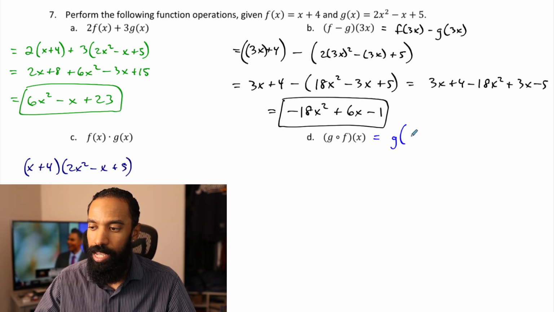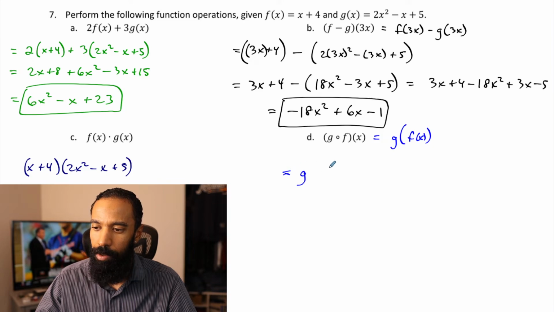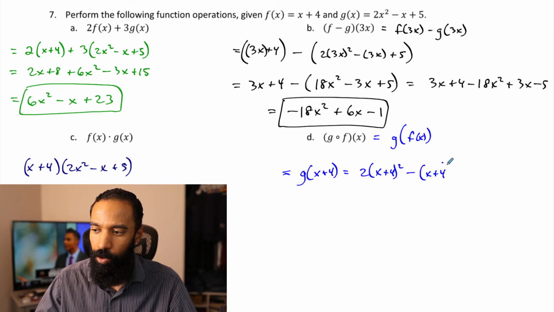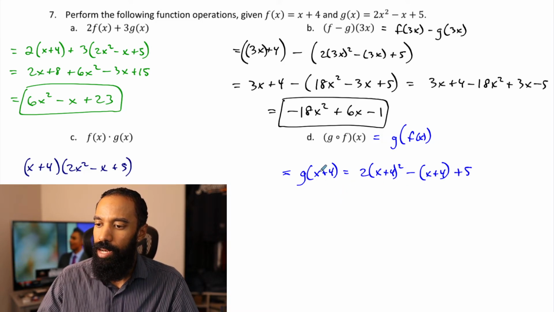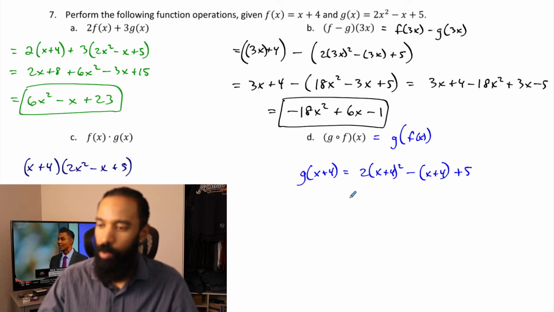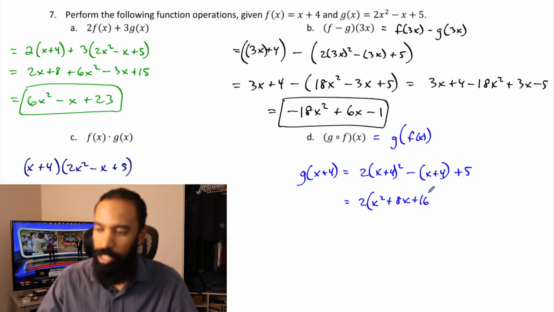That says g of f of x, which means g of x plus 4, which means 2 times (x plus 4) quantity squared minus (x plus 4), here's where parentheses are important, plus 5. Now, when you do 2 times (x plus 4) quantity squared, you've got to first do the (x plus 4) quantity squared. Multiply that. That's not x squared plus 16. It's x squared plus 8x plus 16.